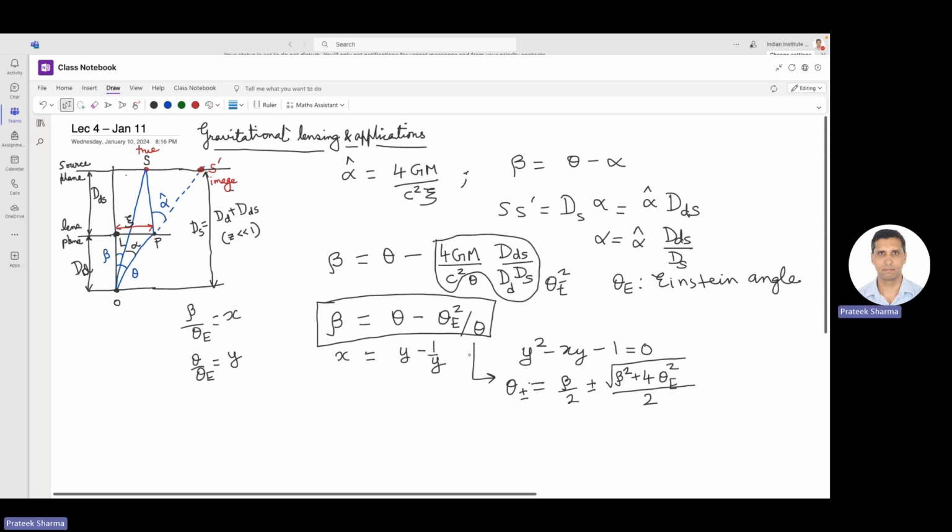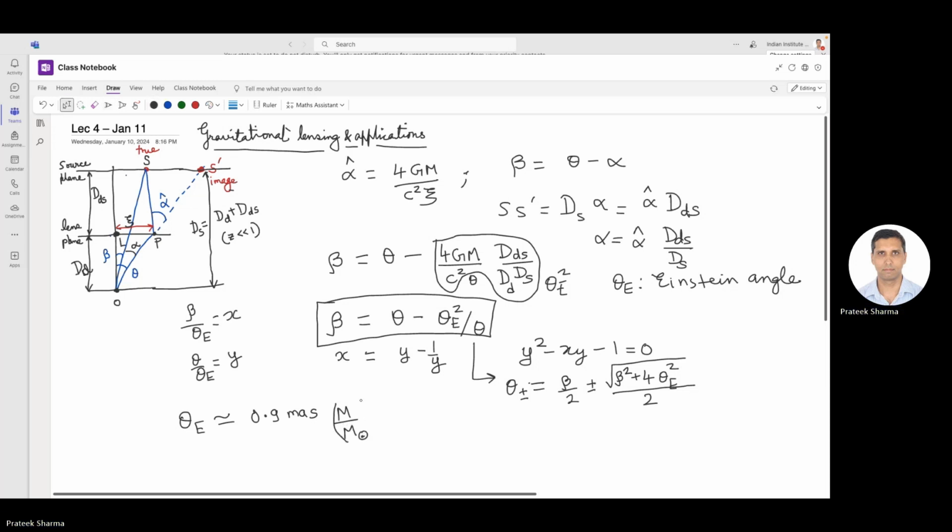Let's plug in the numbers. I have already made the calculation, so theta_E is 0.9 milli arc seconds. A milli arc second is 10 to the minus 3 arc seconds. What is the angular resolution of, say, JWST? It's not better than 0.1 arc second. This is still smaller by two orders of magnitude. Let me complete this expression and then I'll tell you what the significance of this is.